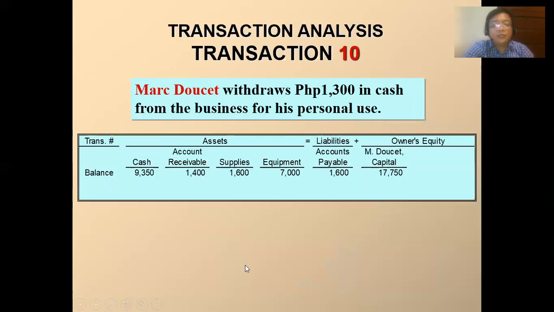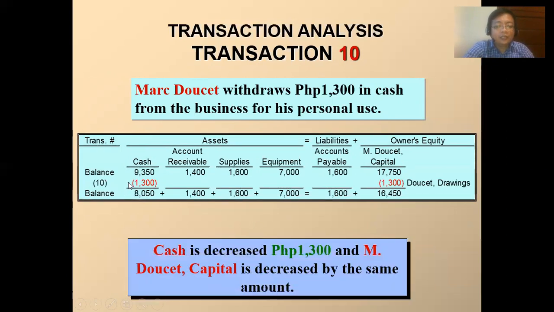Number 10, Mark Doucet withdrew cash worth 1,300 for his personal use. So, meaning it will deduct your cash of 1,300 kasi common sense, mababawasan yung pera mo. And also, it will deduct drawings, capital kasi ito yung withdrawal ni Doucet, di ba? So, of 1,300. So, ilan yung assets mo? 8,050 plus 1,400 plus 1,600 plus 7,000. So, you have now 18,050. Sa kabila ba, 18,050 din? 1,600 plus 1,450. Yes, 18,050. Alright? Cash is decreased by 1,300 and also capital is decreased by the same amount.